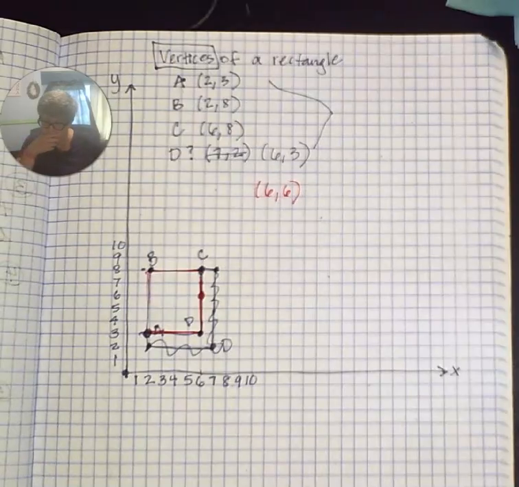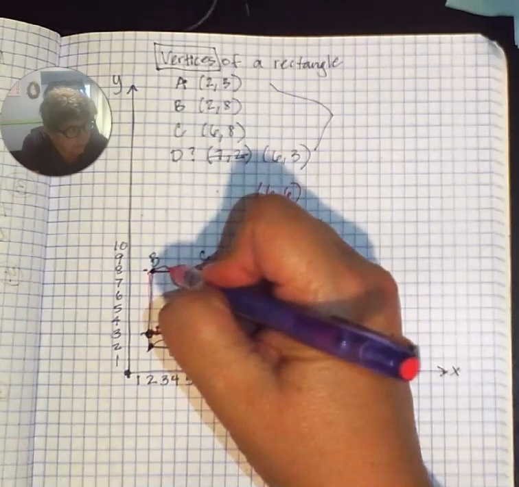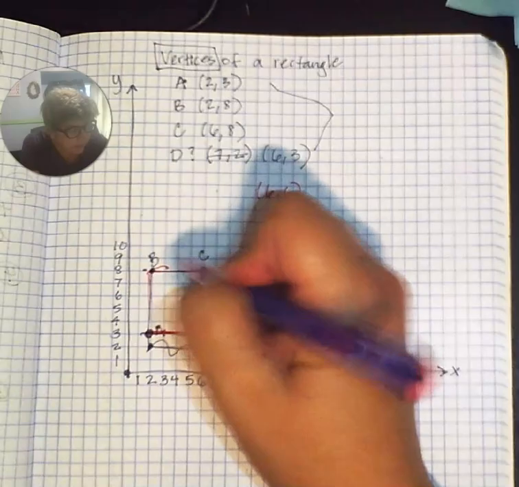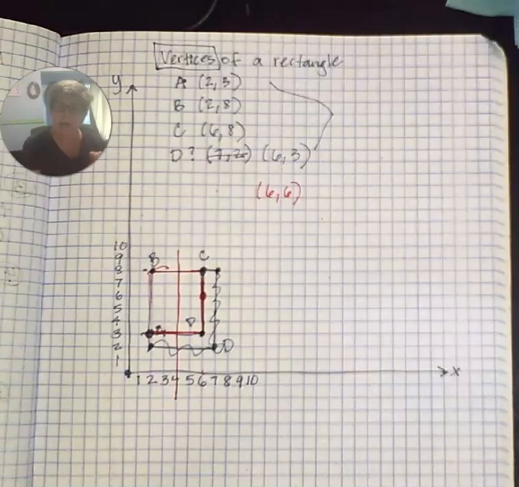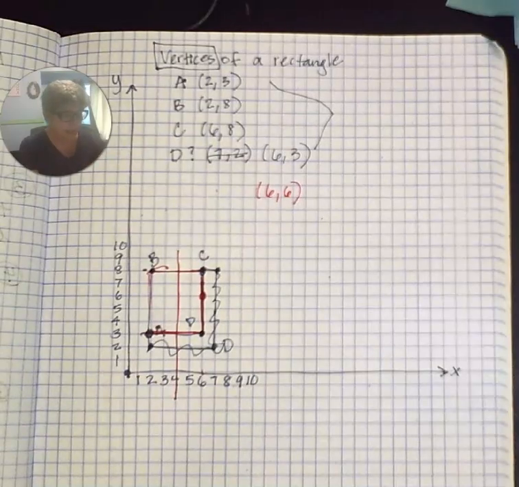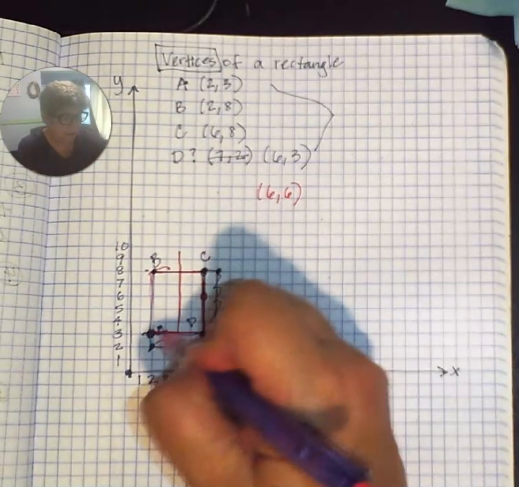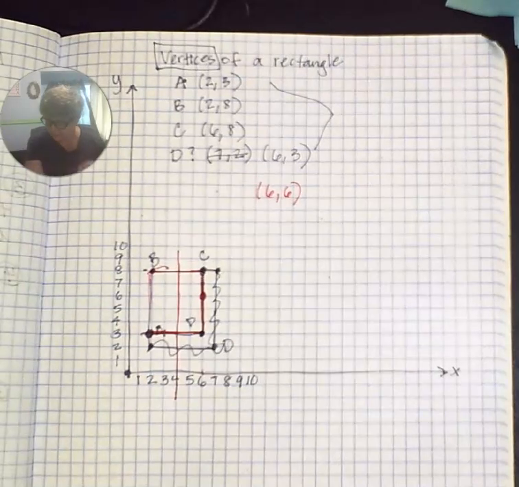How can you use symmetry to determine the ordered pair for point D? Remember what we learned about symmetry in our last lesson? So I see 1, 2, 3, 4. So my line of symmetry would be right through the middle here, right? So I'm dividing that rectangle in half. And then I could do 2 this way and 2 this way, right? Okay.